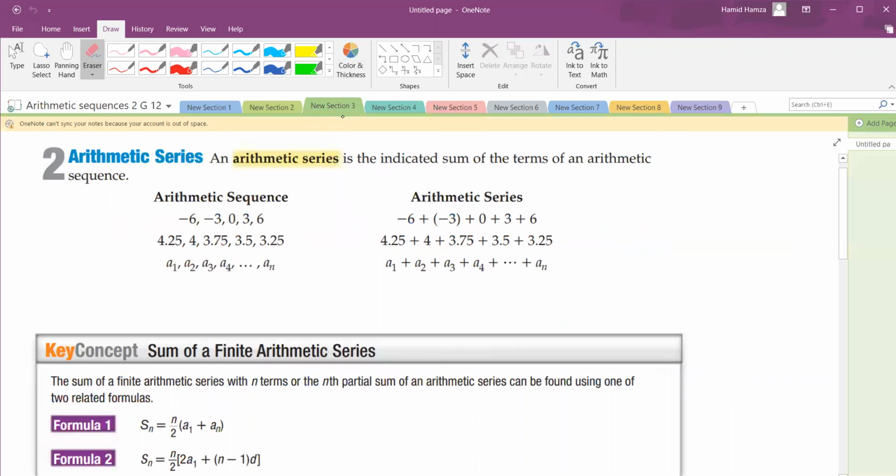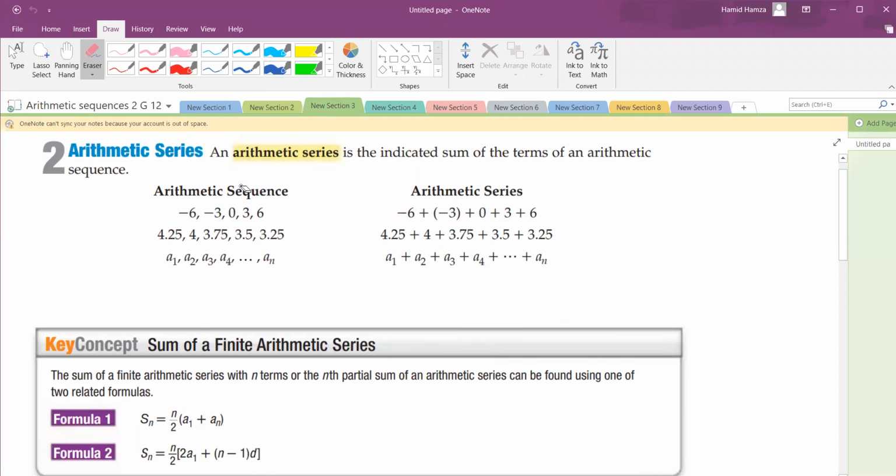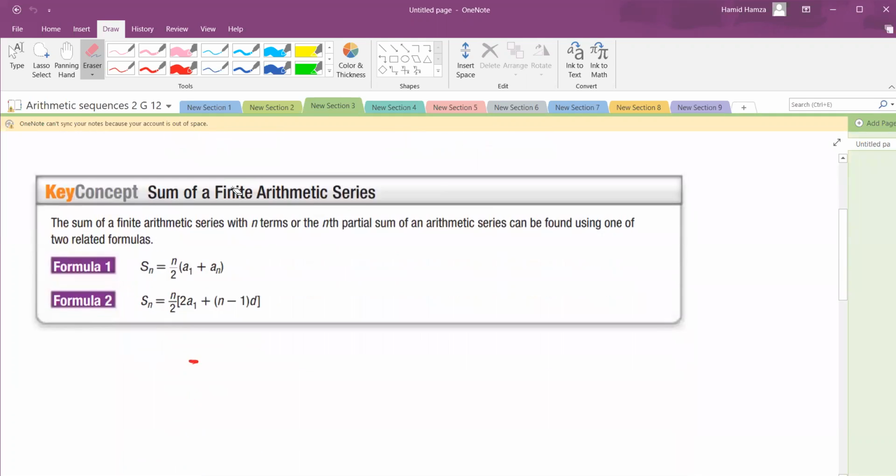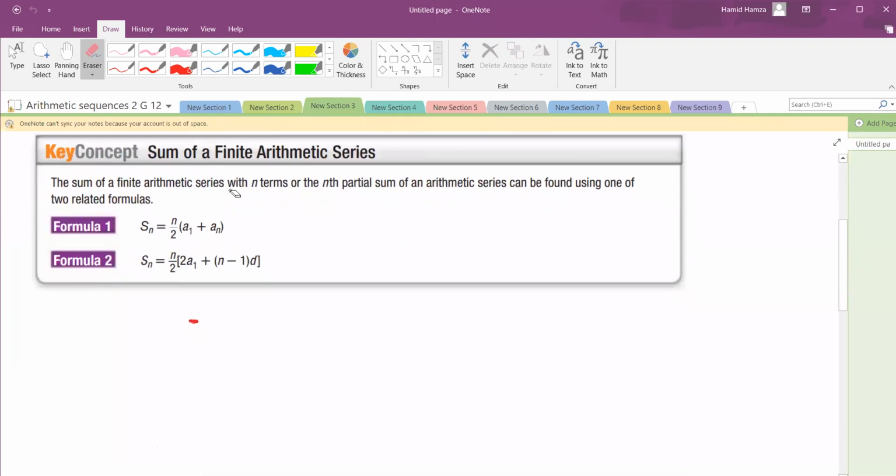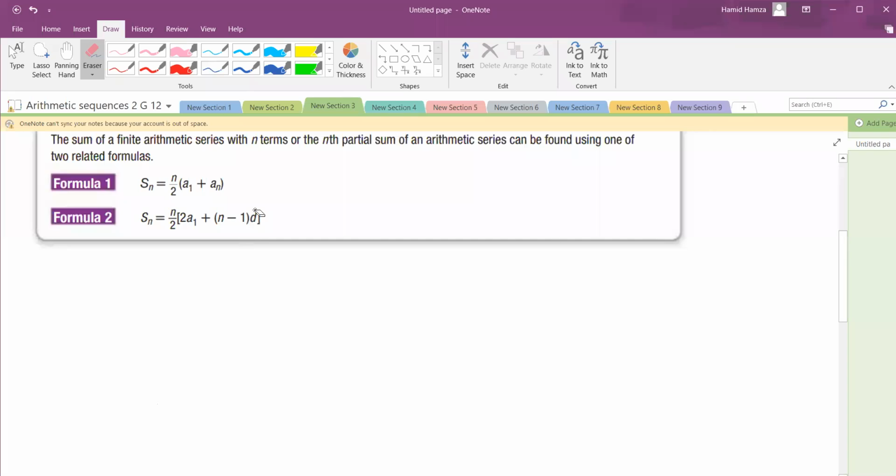So now we will study how to find a partial sum for an arithmetic sequence. Okay, so we have two rules. We use two rules to find the partial sum. The first rule, we use it when we know the first and the last term of the sequence.